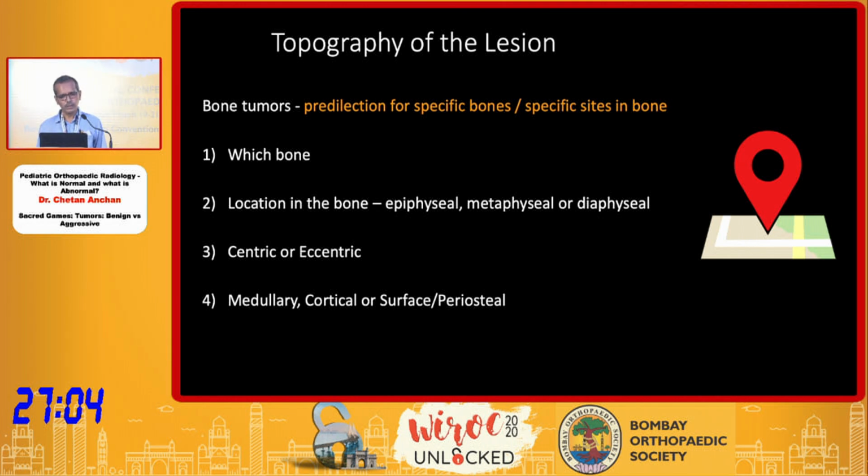So we will go through each one of these topics one by one. Topography of the lesion. Bone tumors have a predilection for specific bones, and even in a particular bone they have a predilection for certain specific sites. So you should first find out which bone is affected, then within the bone whether it is an epiphyseal, metaphyseal or diaphyseal lesion, whether it is centric or eccentric, and whether it is cortical, medullary or a surface lesion.